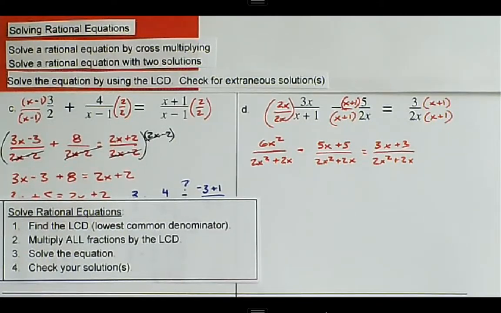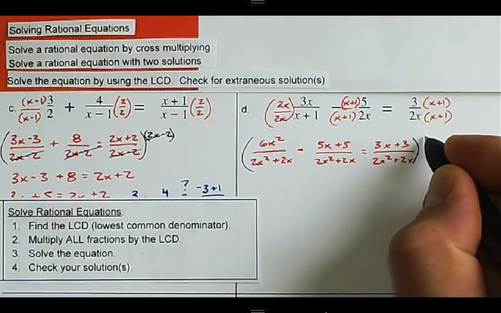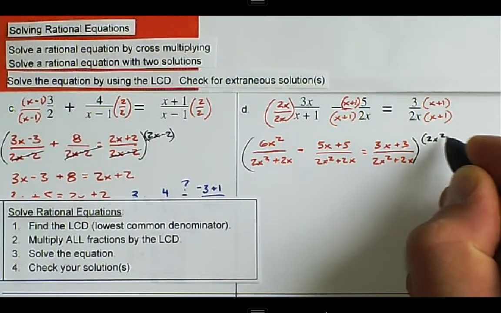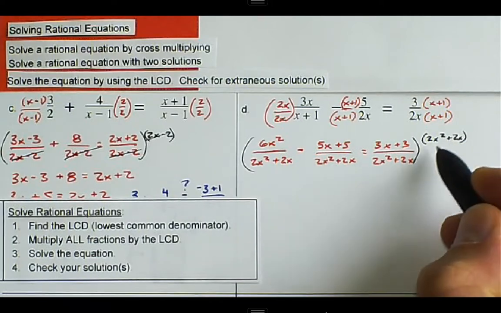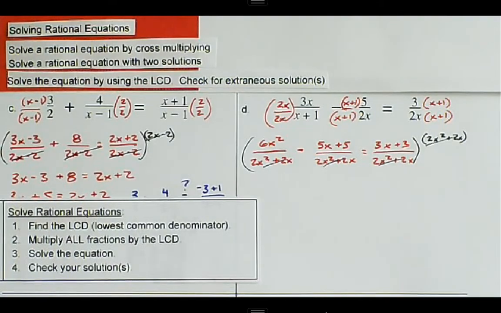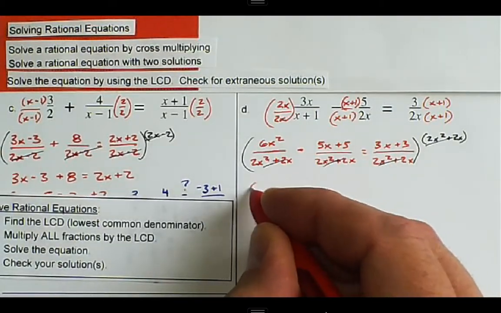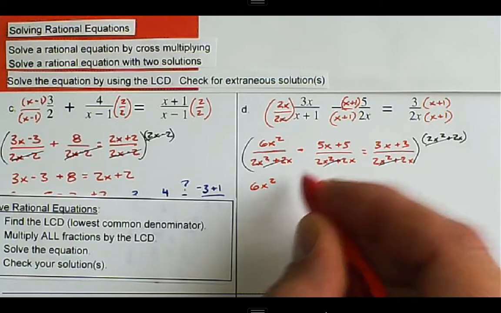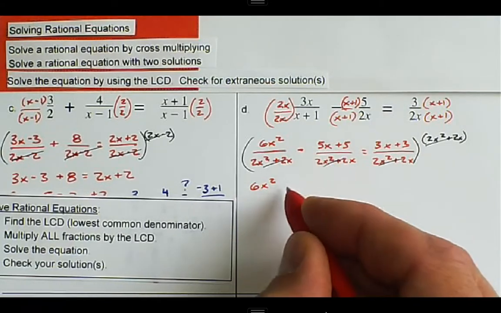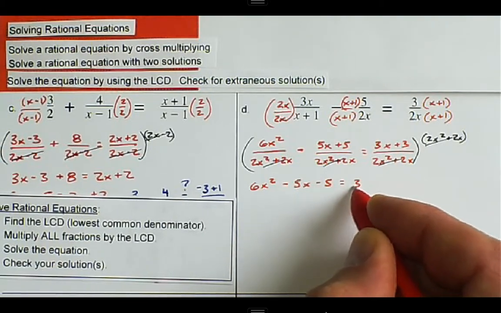And it looks like a lot there, but we can make our life a lot easier by multiplying by what's in the denominator. That will eliminate those fractions for us. So we can multiply by 2x squared plus 2x, and that is going to cancel everything in the denominator and really simplify things for us. So what we're going to end up with is 6x squared. Now we've got to distribute this minus sign. So minus 5x minus 5, and that's going to be equal to 3x plus 3.